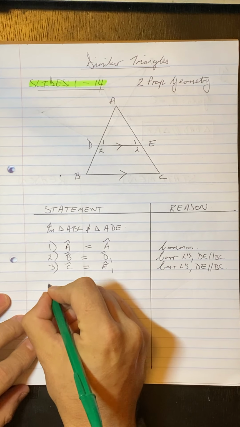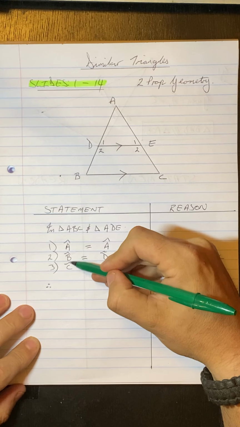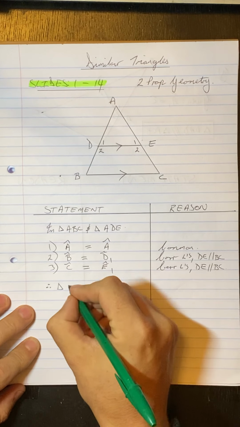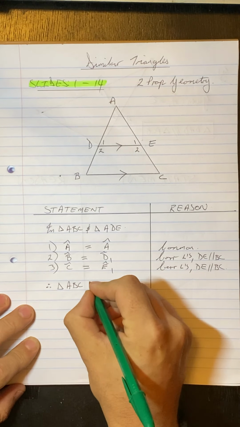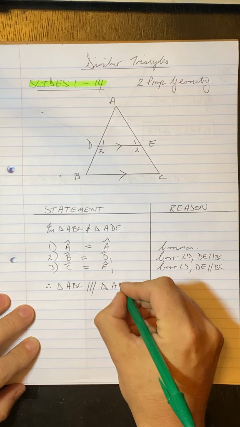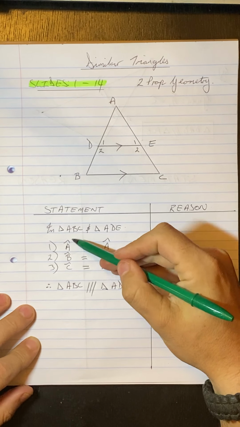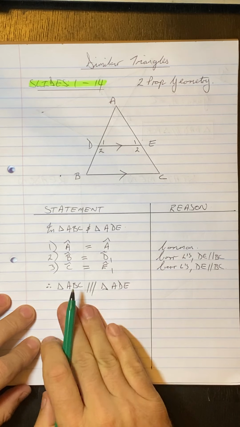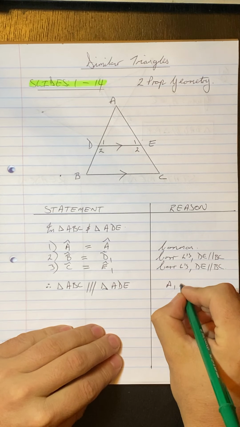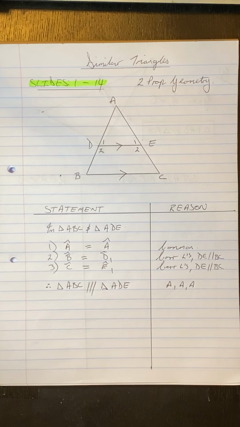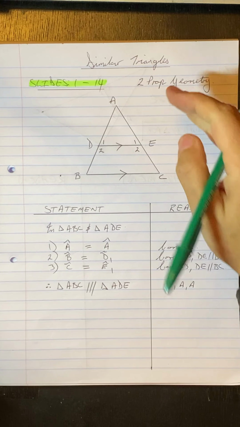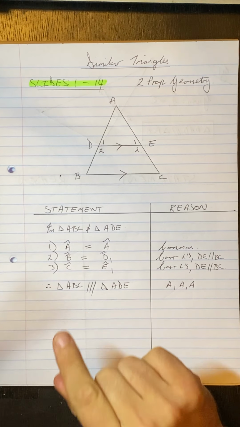Okay, so therefore, and what I do is I read it down like this, grade 12s: triangle ABC is similar to triangle ADE. That's important, reading it down like that, because you have to get your proportions the same, and I'll show you that now. Our reason for this was angle, angle, angle. Now you're probably asking, why are we proving that these things are similar when we're dealing with proportionality?